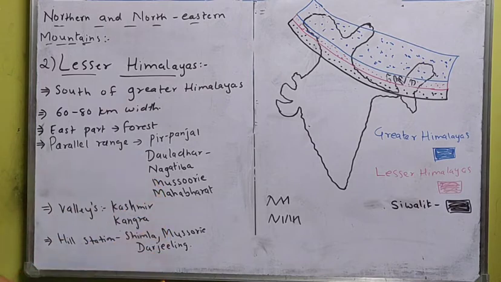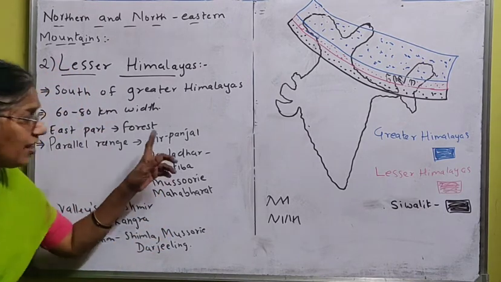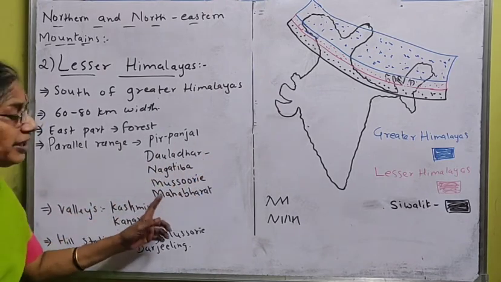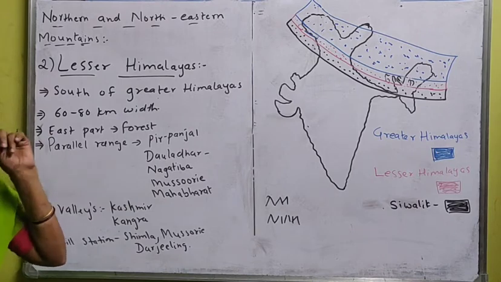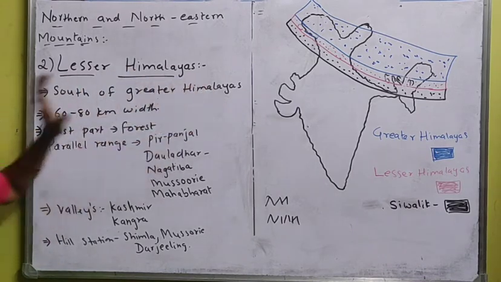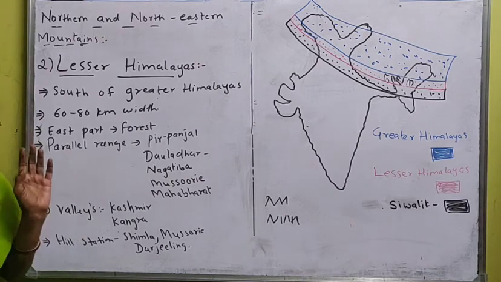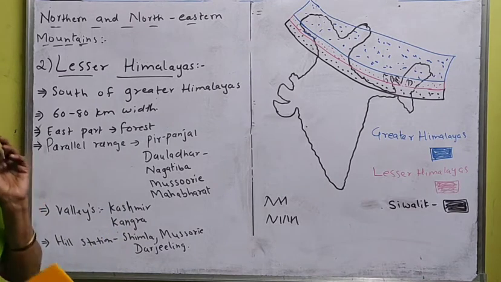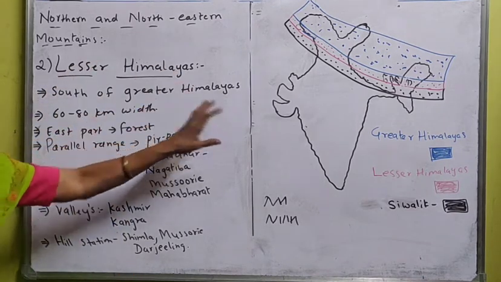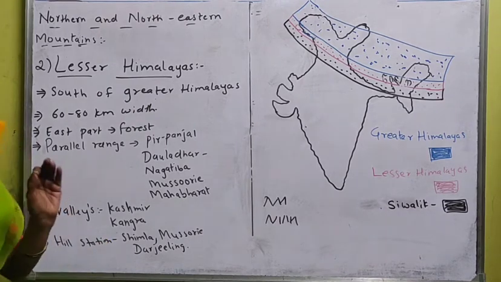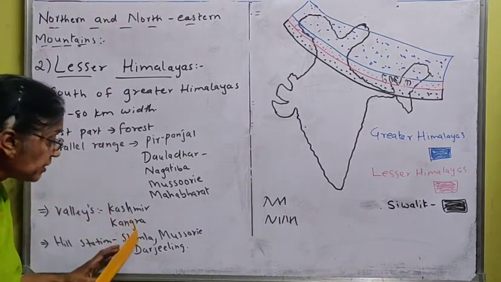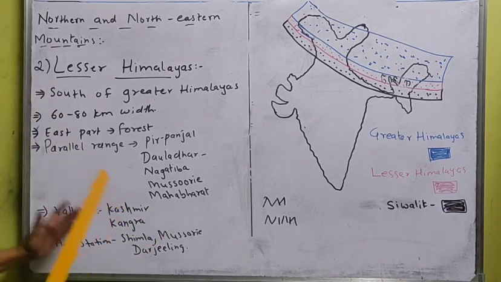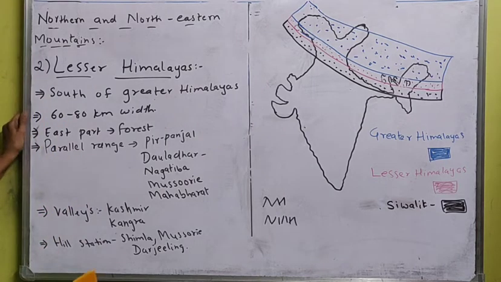Out of them, some important parallel ranges are Pir Panjal, Dauladhar, Nagatibba, Mussoorie and Mahabharat. These are the important parallel ranges found in the Lesser Himalayas. Two important valleys, Kashmir and Kangra, are situated in the Lesser Himalayas. Besides this, they have famous hill stations: Shimla, Mussoorie and Darjeeling. You must have already heard of these. So, this is regarding the Lesser Himalayas.